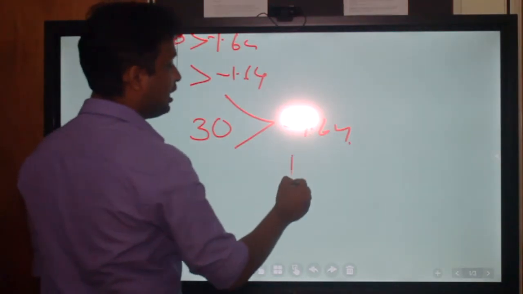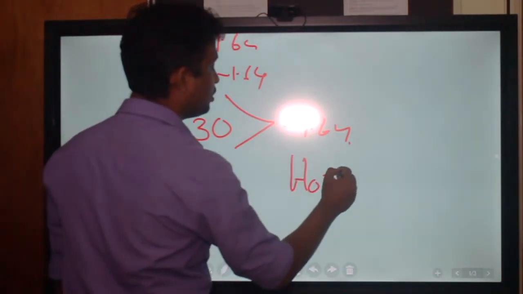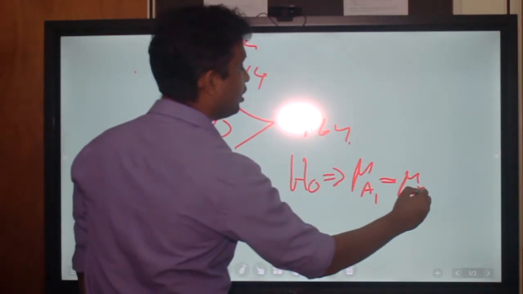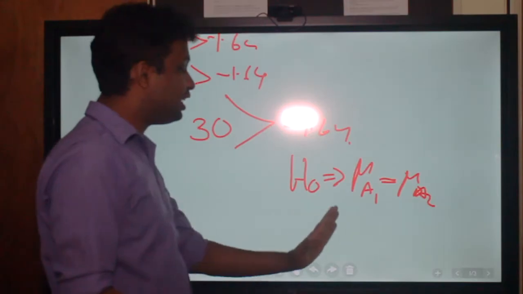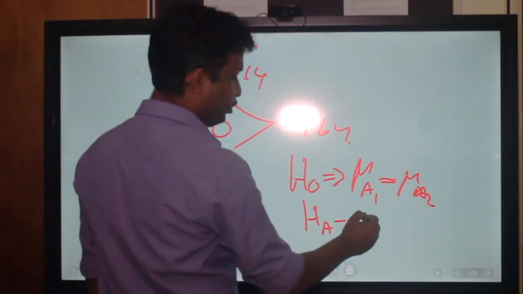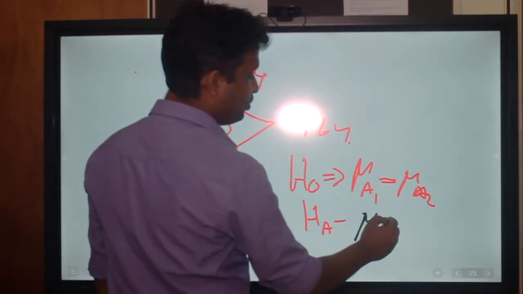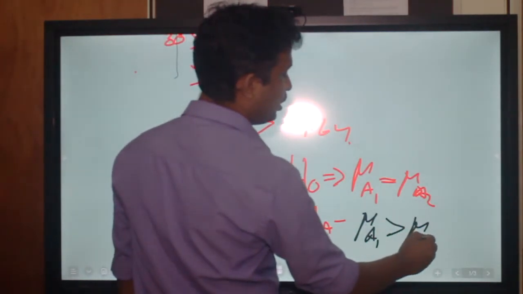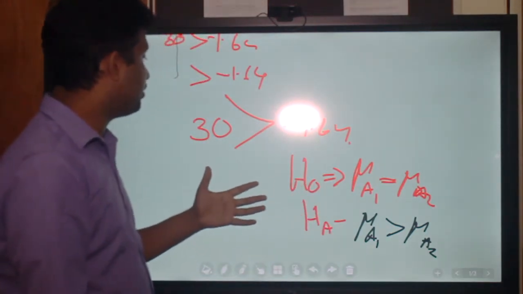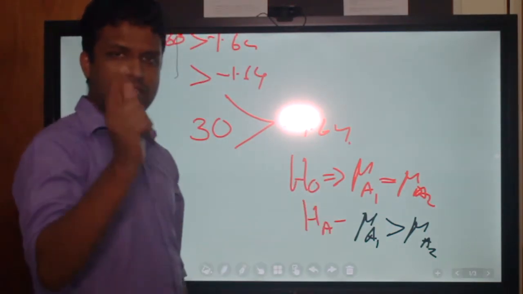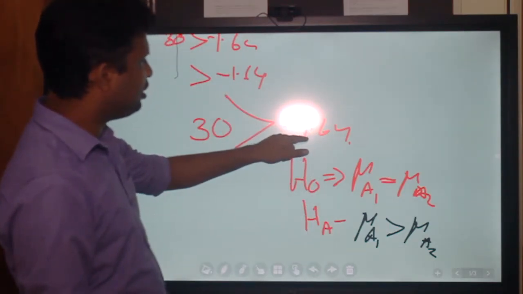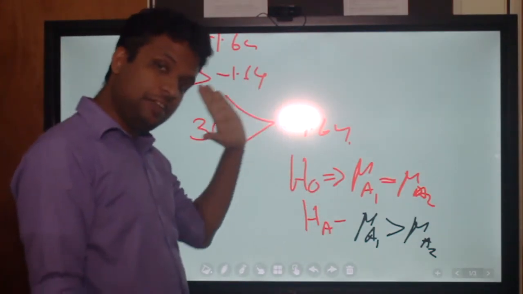So this null hypothesis H naught is mu A1 equals mu A2. Even though this is the null hypothesis, we are interested in our hypothesis that mu A1, or the pre-value, should be significantly higher than mu A2. But what has happened is something the other way around. So we can't reject the null hypothesis. And you need to understand that in the one tail case, we are interested in the 5% region on one side.